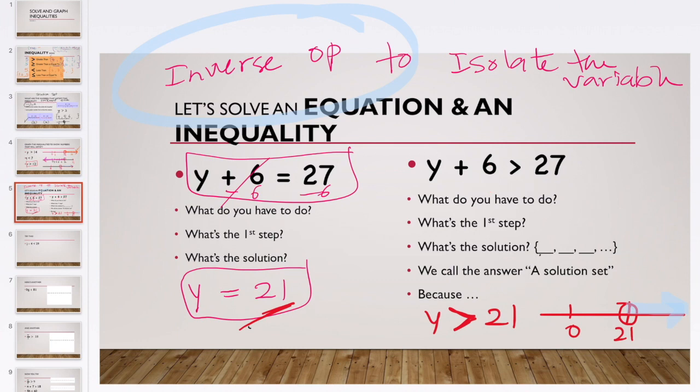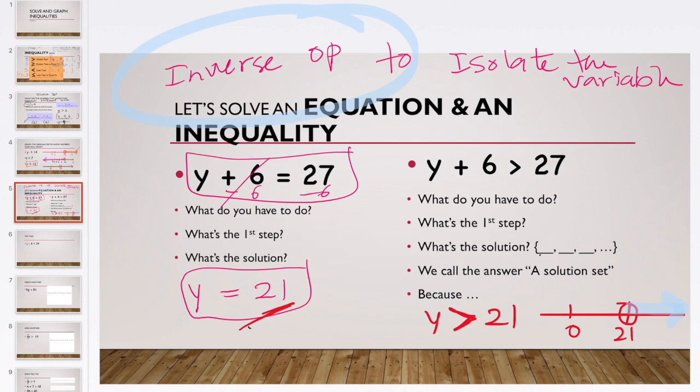Let's take a number that's greater than 21, for example 22. Let's say y is 22. I'm going to substitute 22. 22 plus 6 is 28, which is greater than 27. Perfect. Works fine. Let's check one more.